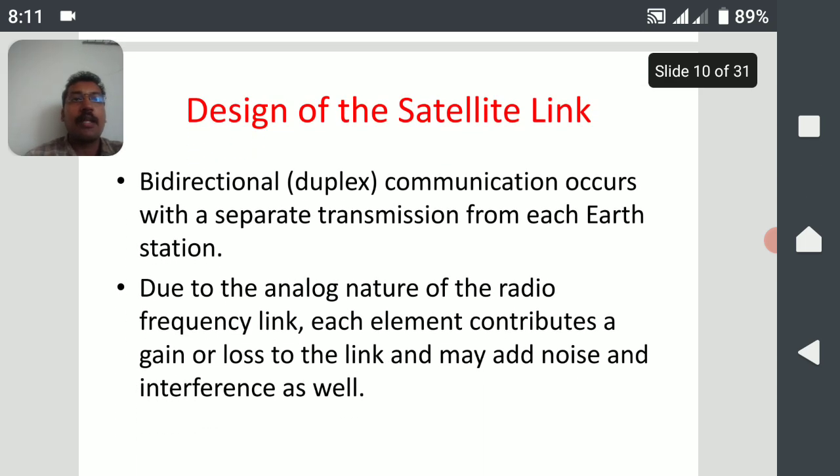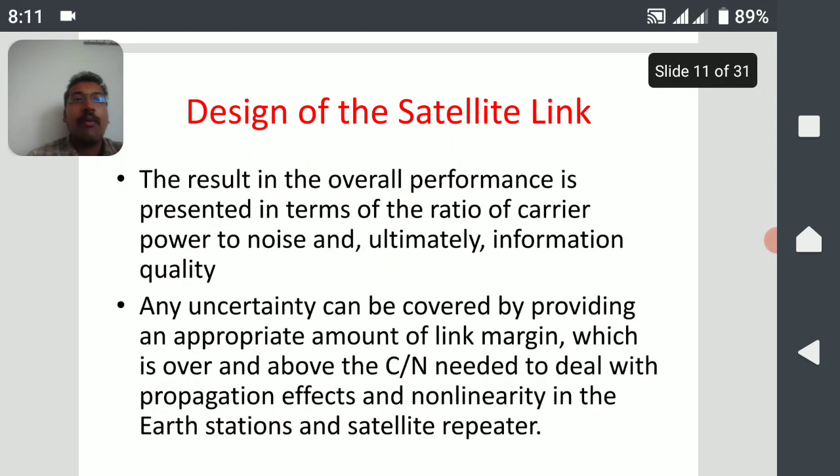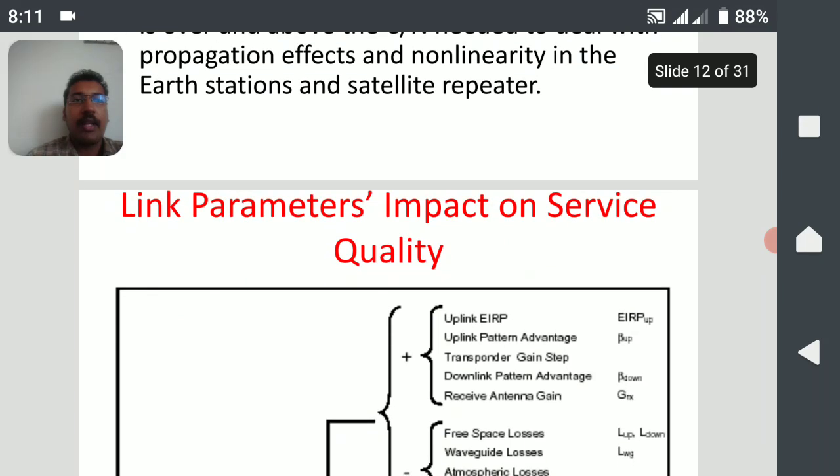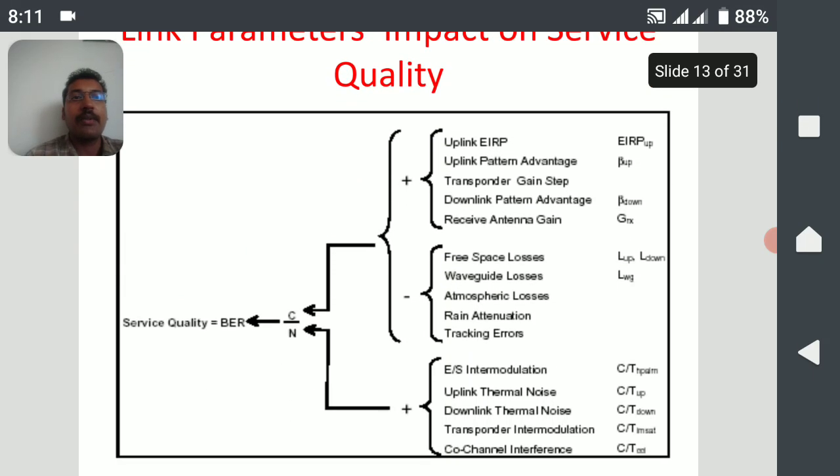Bidirectional communication occurs with a separate transmission from each earth station. Due to the analog nature of the radio frequency link, each element contributes a gain or loss to the link and may add noise and interference as well. The overall performance is presented in terms of the ratio of carrier power to noise and ultimately information quality. Any uncertainty can be covered by providing an appropriate amount of link margin, which is over and above the C by N needed to deal with the propagation effects and nonlinearity in the earth station and satellite repeater. The link parameters' impact on service quality is shown in the figure.